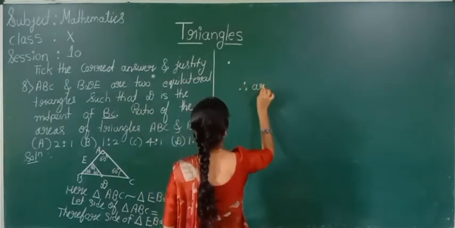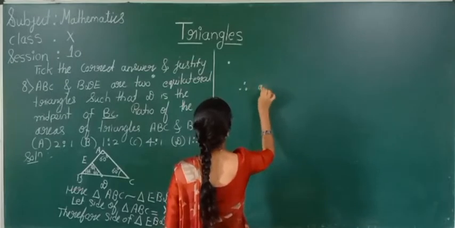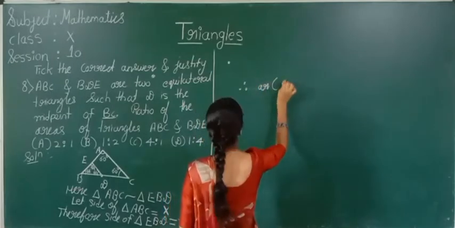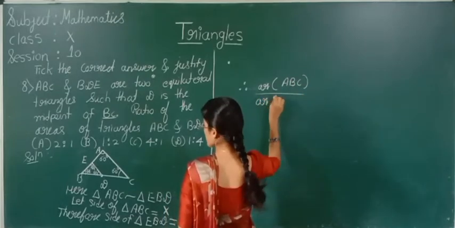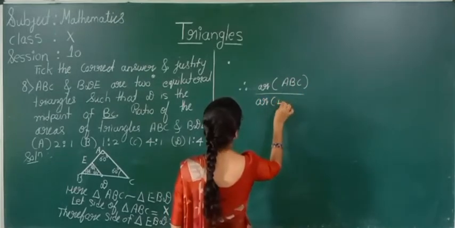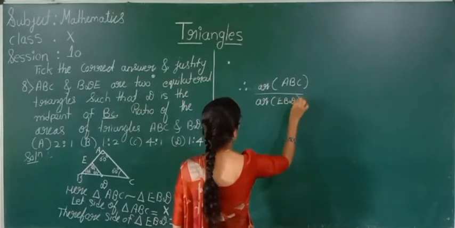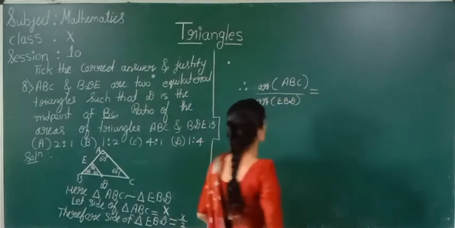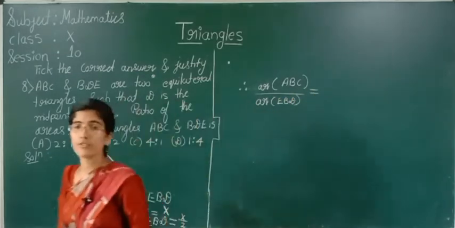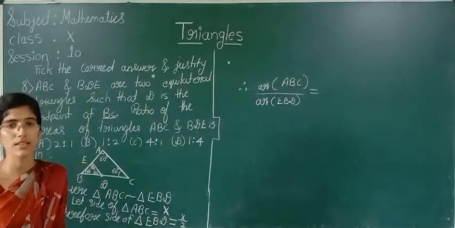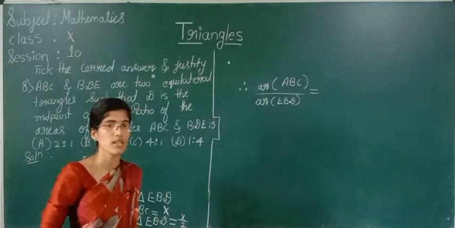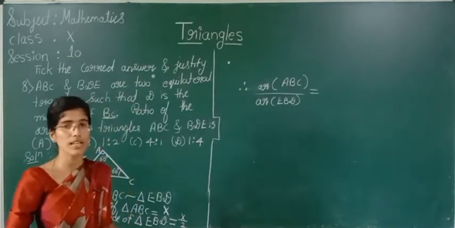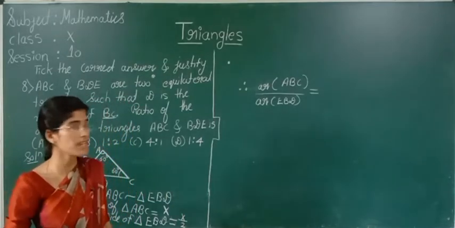Therefore, area of triangle ABC by area of triangle EBD is equal to, we know that the ratio of the areas of similar triangles is equal to the square of the ratio of their corresponding sides, right?